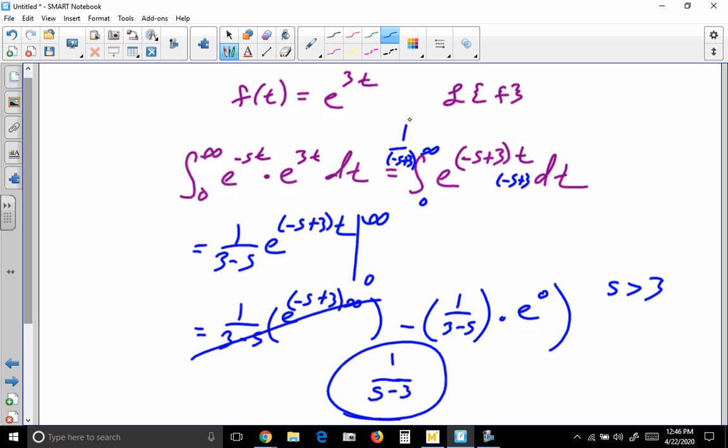And it turns out that depending on what that number is, if that was 4, if that was 9, if that was 11, if we're transforming e to any number times t, the transform is 1 over s minus that number.